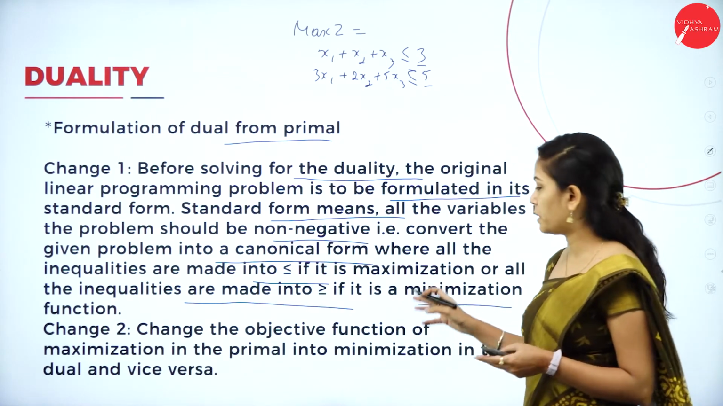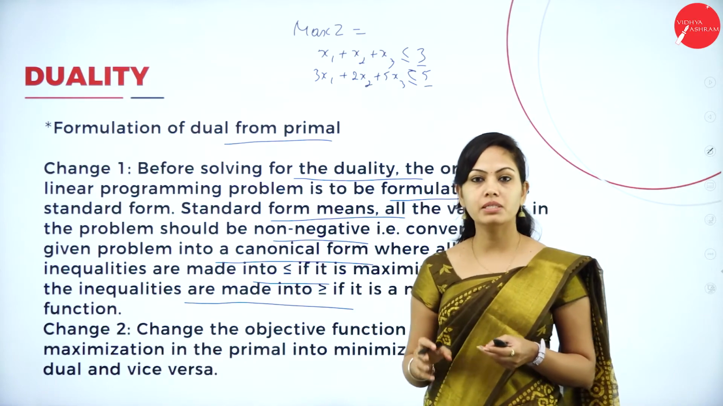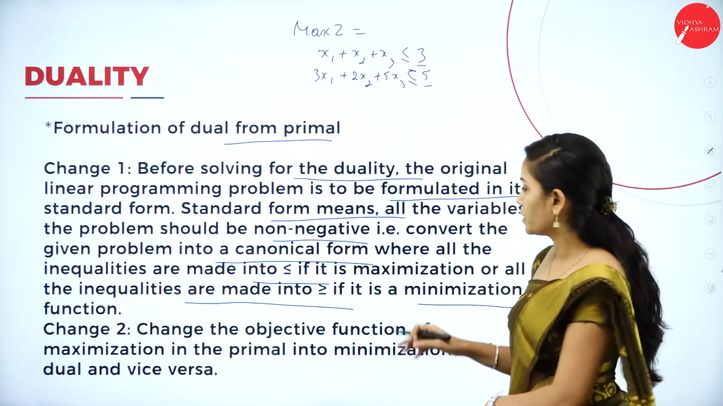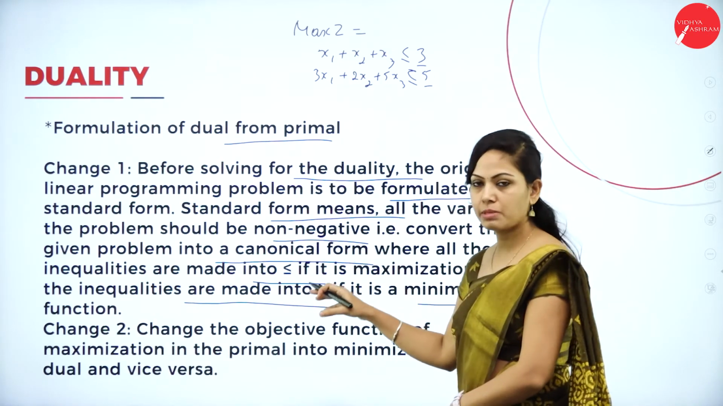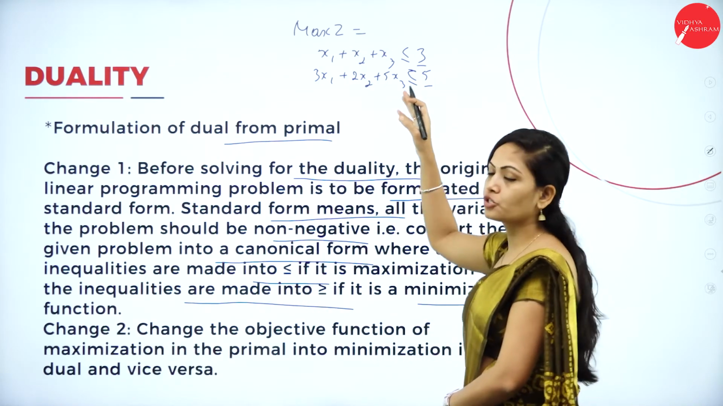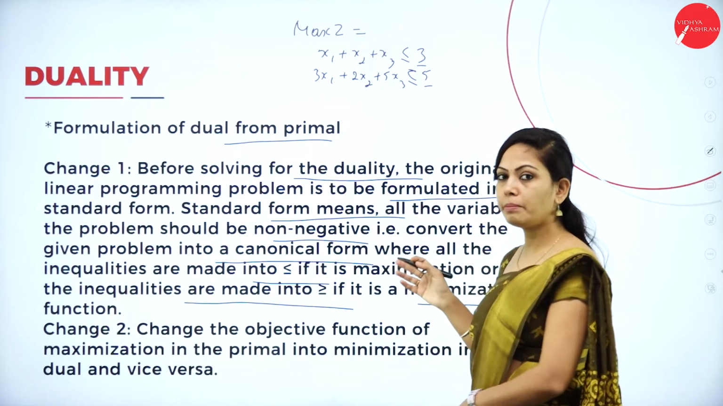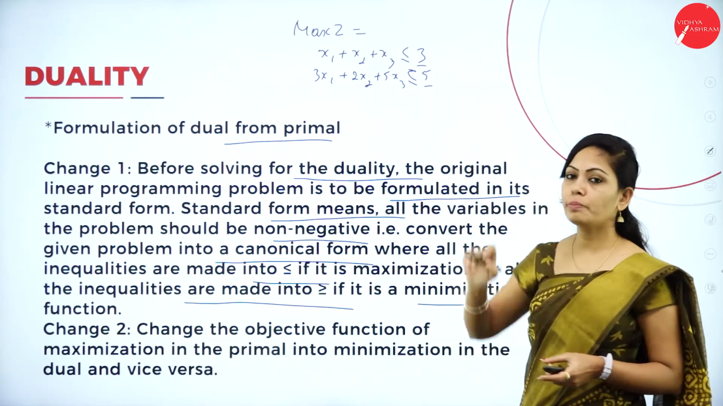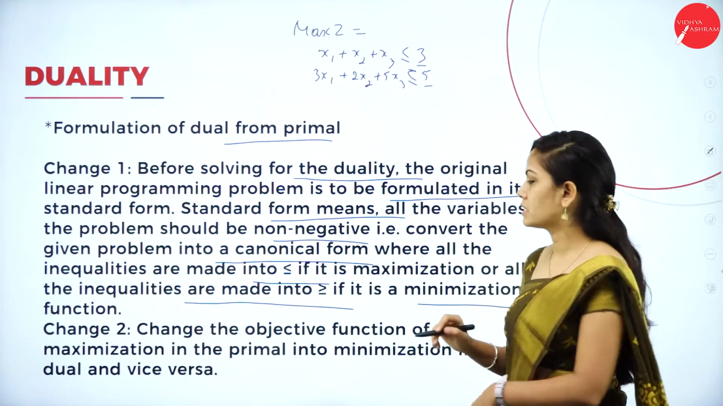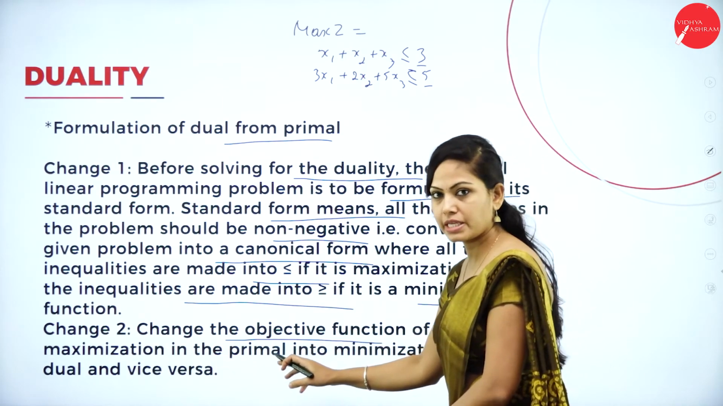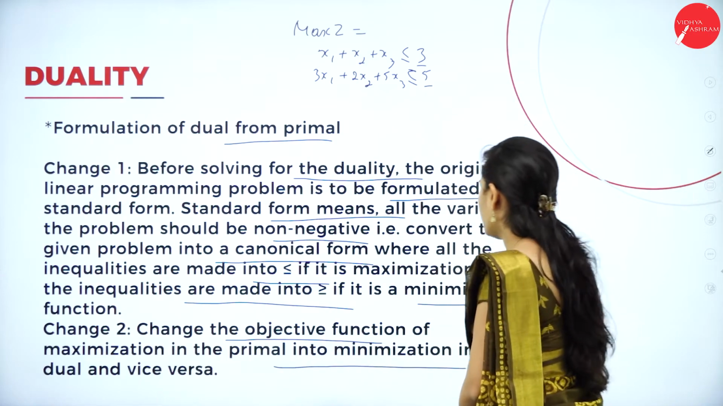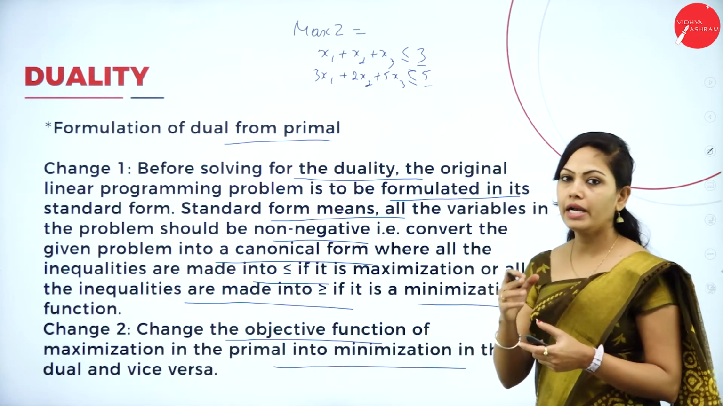I have already explained this concept in the simplex method, big M and two-phase method. The same thing we are applying in dual also. For all maximization problems, all the constraints should be less than or equal to. For all minimization problems, constraints should be greater than or equal to sign. And change the objective function of maximization in the primal into minimization in the dual and vice versa.